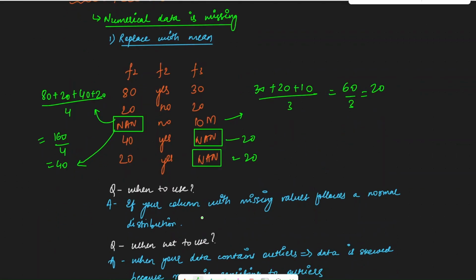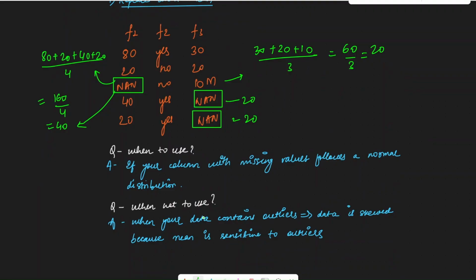Now the question is, when should we use mean to replace missing values? When we plot our column and find that it is a normal distribution, forming a bell-shaped curve, then we can use mean to replace the missing values. So the use case is, if your column with missing values follows a normal distribution, then use mean to replace missing values. When not to use this? When you know that your column has outliers, you should not be using this method. Why? Because mean is sensitive to outliers, which means mean is not the right measure to replace missing values with.